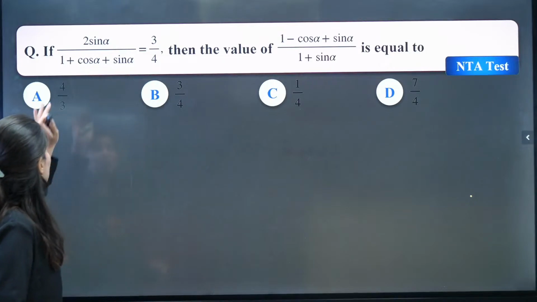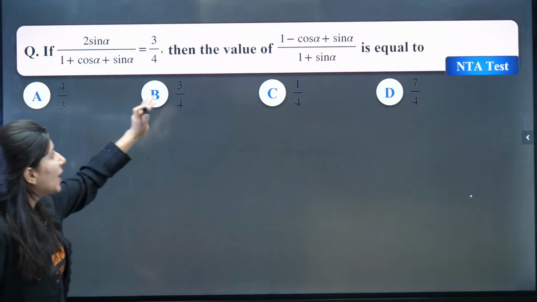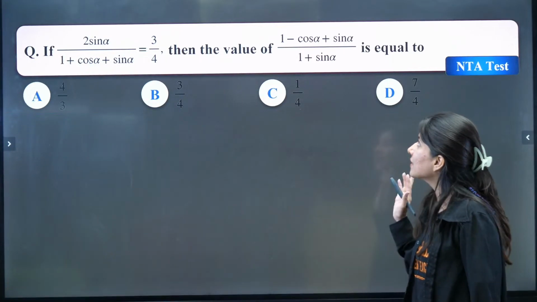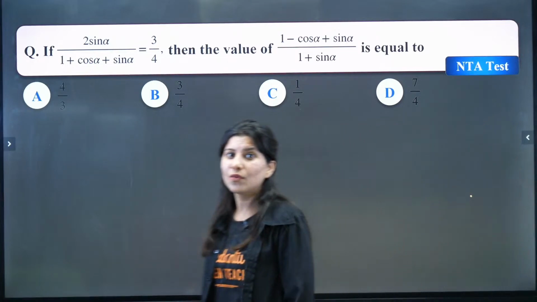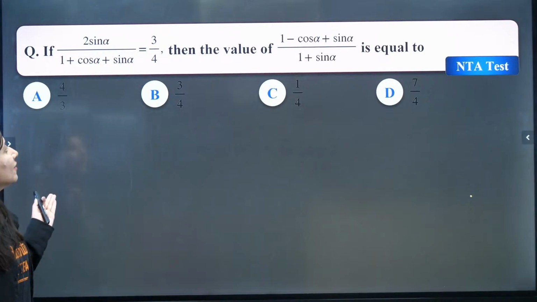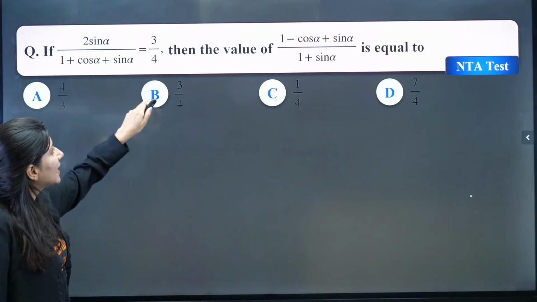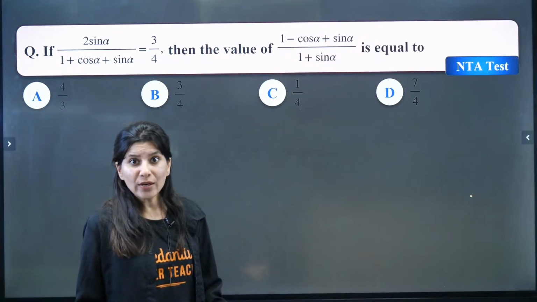So trigonometry, again from trigonometry, this expression is given to you and this value is asked from you. So what we can do is, I can clearly see 1 plus cos A plus sin alpha, and this is 1 minus cos A plus sin alpha. Are you getting my point?